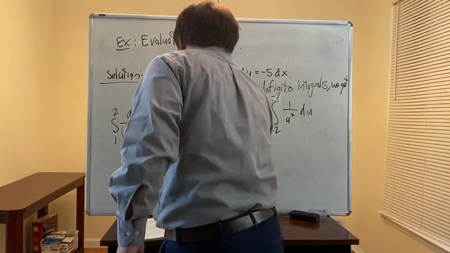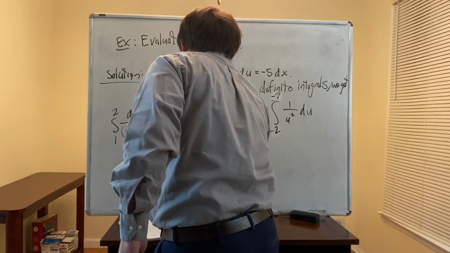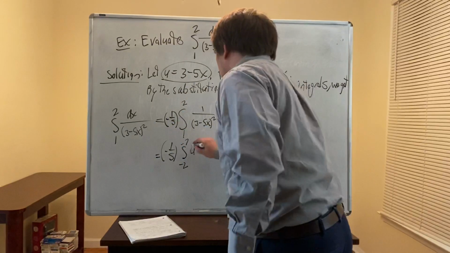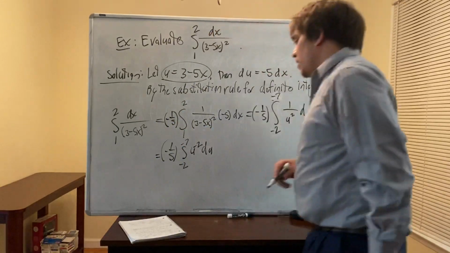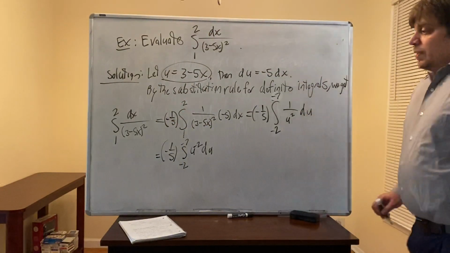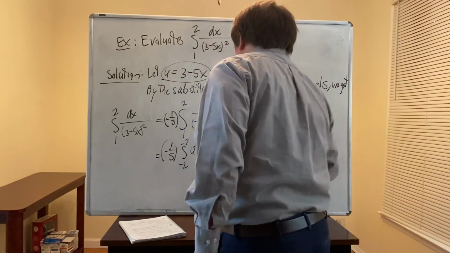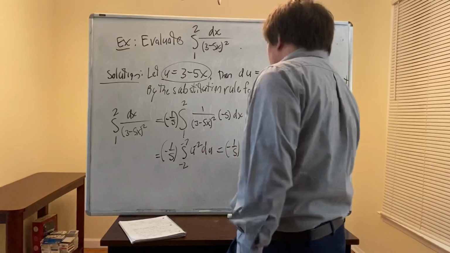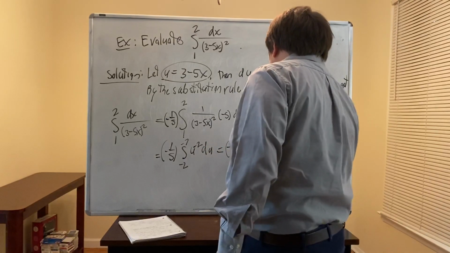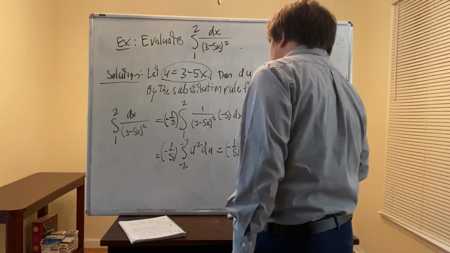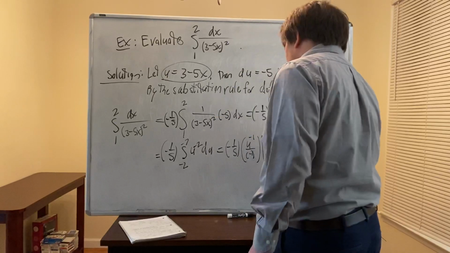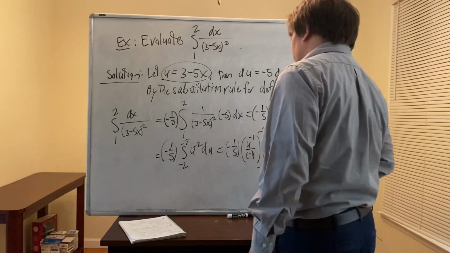Right now I'm just going to change this to exponential form. So this is the integral of u to negative 2 du. Same limits of integration. So this is negative 1/5 times an antiderivative of u to negative 2, which is u to negative 1 divided by negative 1. And so I'm going to take that and evaluate it from negative 2 to negative 7.